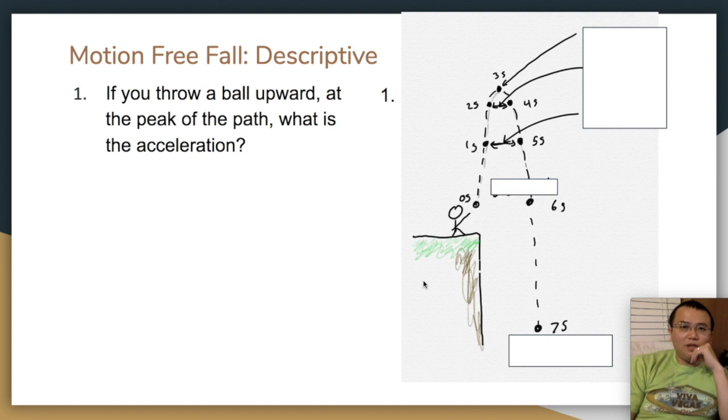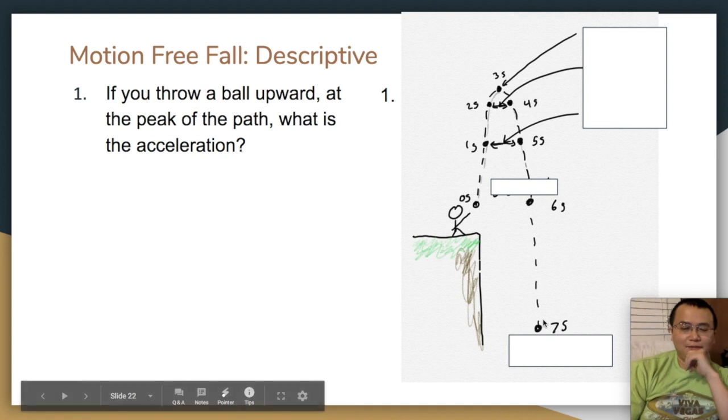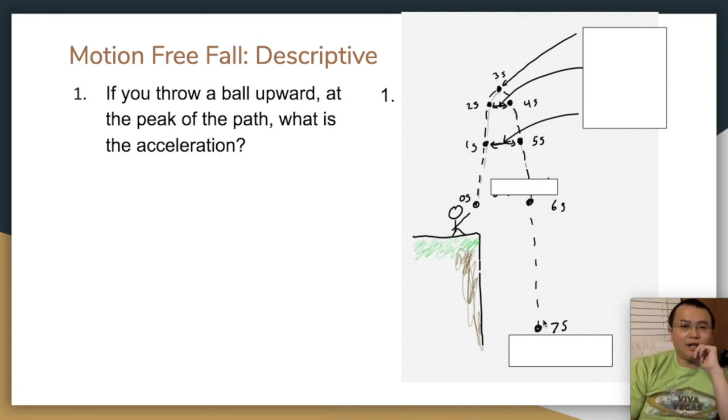And so at the peak of this path, the answer should be minus 10 meters per second squared, if you consider downward as the direction. So minus 10 meters per second squared here, here, right here, right here, and right here. It's all minus 10 meters per second squared. That's the acceleration. All right, just don't get velocity and acceleration mixed up.